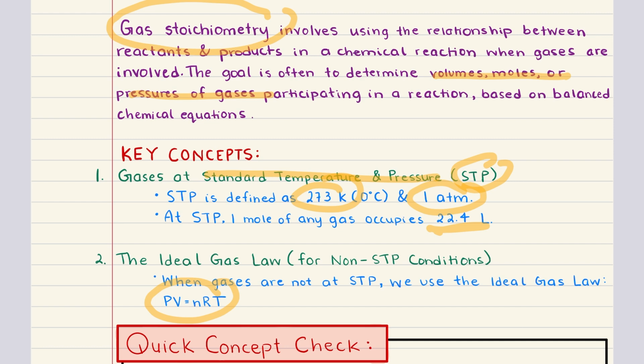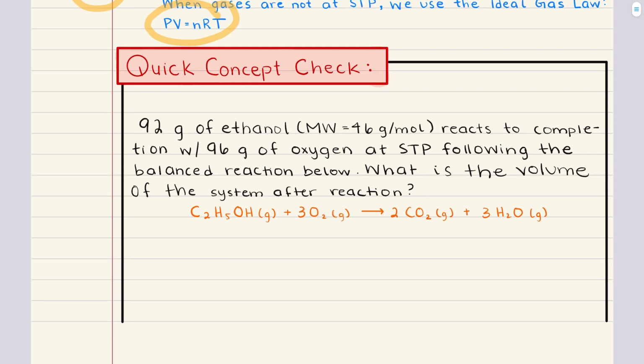Now, the best way to solidify our understanding of these concepts is to apply them in practice problems. Specifically, we need to know 2 key cases for this general chemistry class. The first one is using STP conditions to determine gas volume or moles. The second case is using the ideal gas law when conditions are not at STP. So let's get started with this first one.